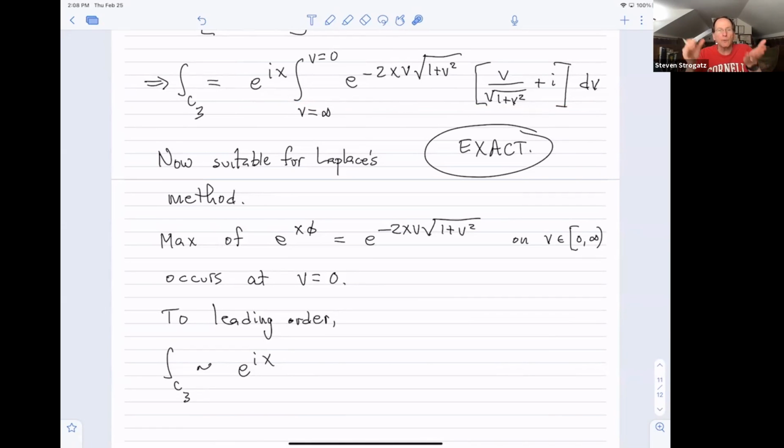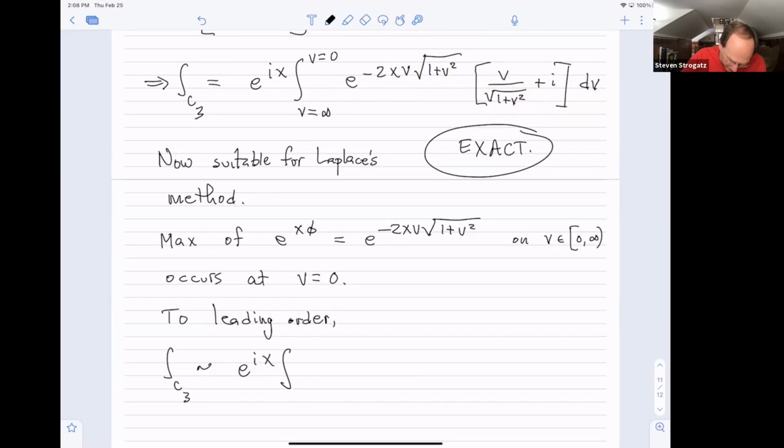Remember, what am I trying to do? I would want to expand around v equals 0. Anything that needs expanding, like these square roots, those can get expanded around v equals 0. So the most brutal expansion you could do is to just substitute v equals 0 into these terms. And that's sufficient to get the leading order. You could do better, but this would be good enough for now.